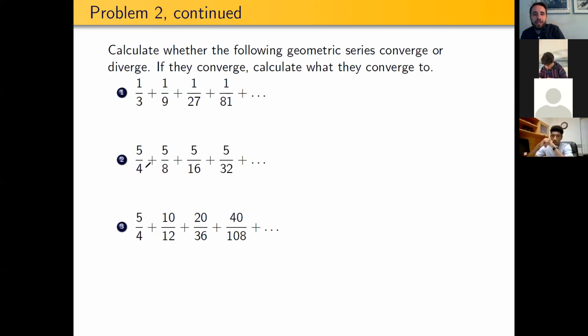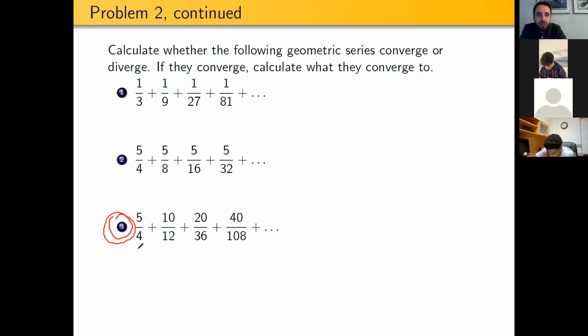Let's take a look at this bottom one. This bottom one's probably the trickiest one. So 5/4 plus 10/12 plus 20/36 plus and so on. We want to recognize that this is a geometric series. To do that, we have to see what the common ratio is to get from one term to the next. So how do I get from 5/4 to 10/12 and from 10/12 to 20/36 and so on?